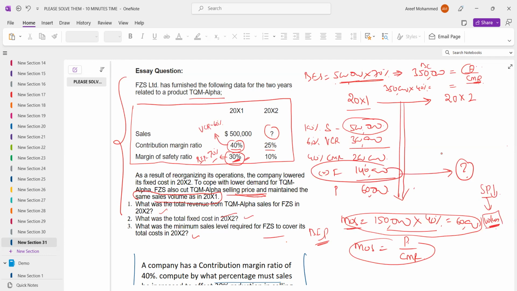Now you please tell me, in 20x2, what is the total variable cost? Because selling price is decreased, we don't know. However, number of units are same, and variable cost per unit is also same. So what is the total variable cost in 20x2, Mr. Ajit? They want to maintain same level of volume. Correct? Am I right or wrong?